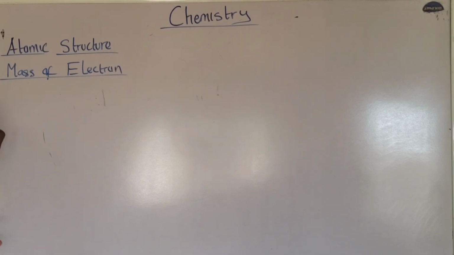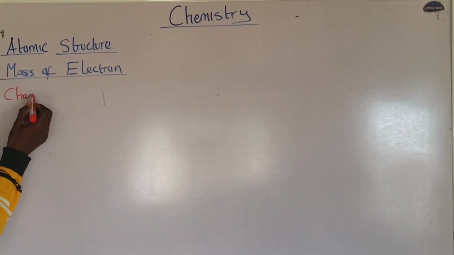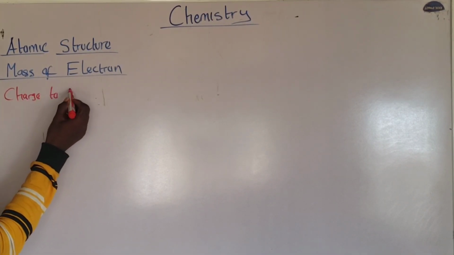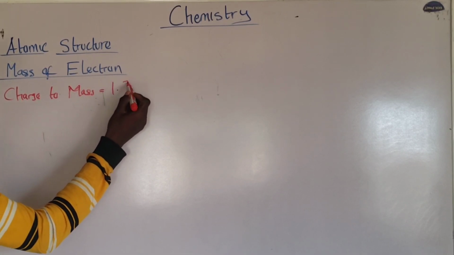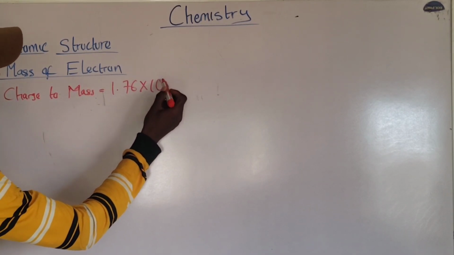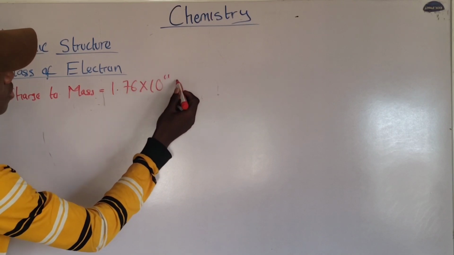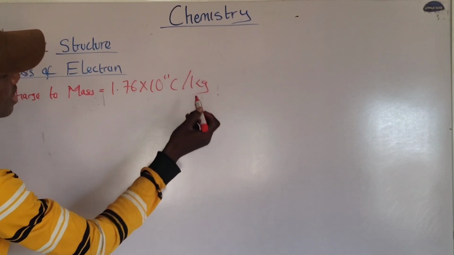The ratio of charge to mass, please pay attention. The charge to mass of electron, the ratio is 1.76 times 10 raised to the power of 11 coulomb per kilogram. You understand?